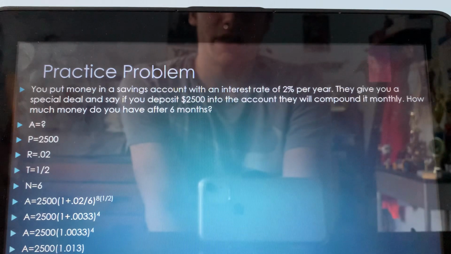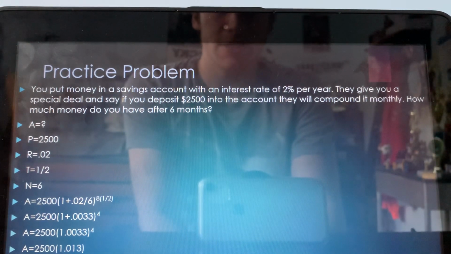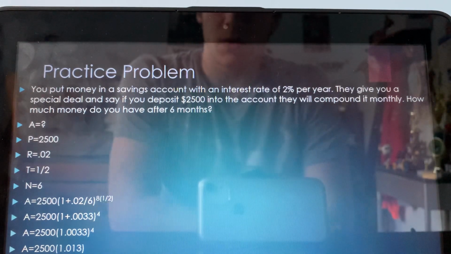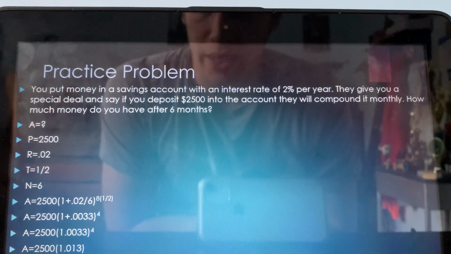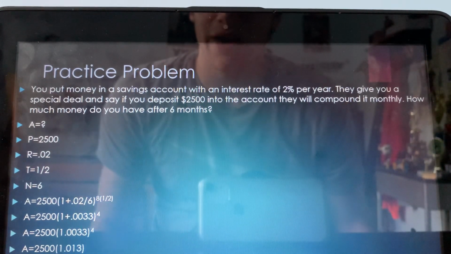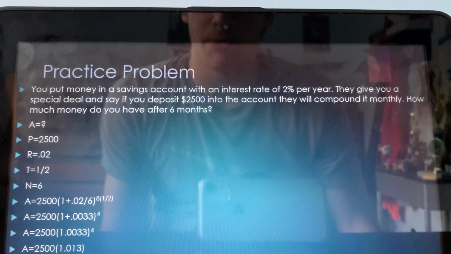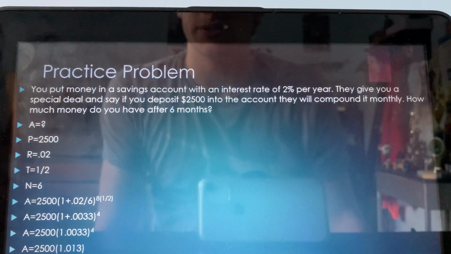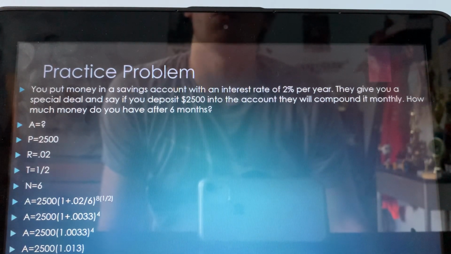But N is how many times it was compounded during that time. If it compounds monthly and the time is 6 months, it will be compounded 6 times. So N is 6. So A equals 2,500 times (1 plus 0.02 over 6) to the 6 times 1/2 power. Now 6 times 1/2 is just 3, and 0.02 over 6 is approximately 0.0033.